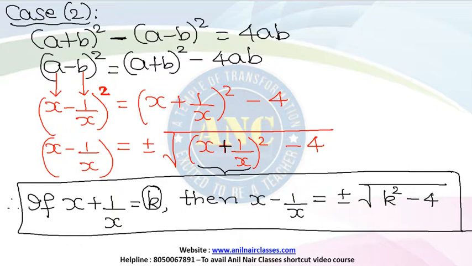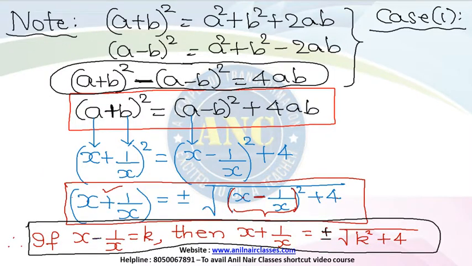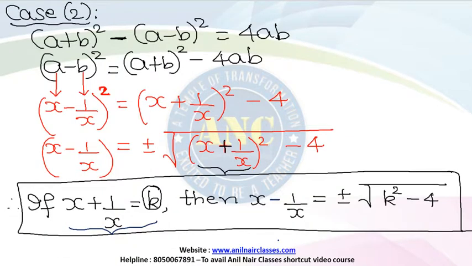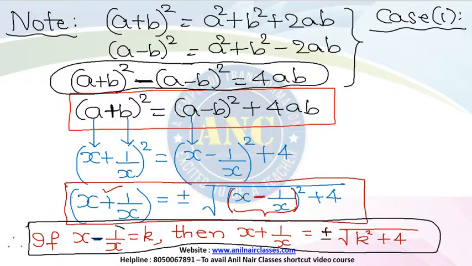In all our previous problems, what we were finding mainly is, if x plus 1 by x is k, we were finding x square plus 1 by x square. Similarly, if x minus 1 by x is also k, then also we were finding x square plus 1 by x square. Now we are finding the other things. If we know x plus 1 by x, we can easily find x minus 1 by x. Similarly, if we know x minus 1 by x, we can easily find x plus 1 by x. I hope the idea is very clear.